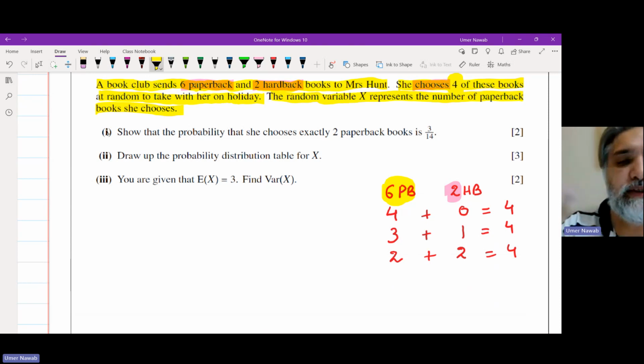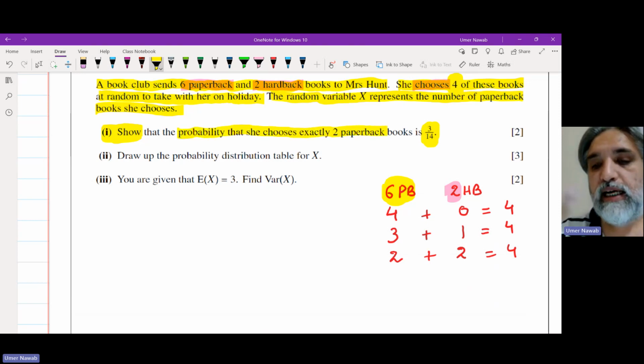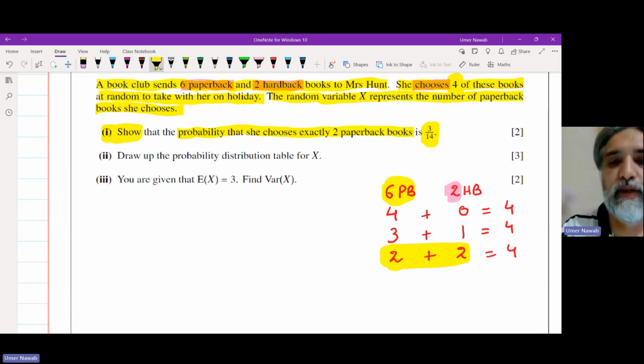The first question says show. When it is written in the exam, it means that the examiner will give you the answer, and you have to get the answer like this. What do we have to show? The probability that she chooses exactly two paperback books, exactly two paperback books, guys. So if she picks two paperback books, then two hardback books she's going to pick. So we want to find the probability in this case.